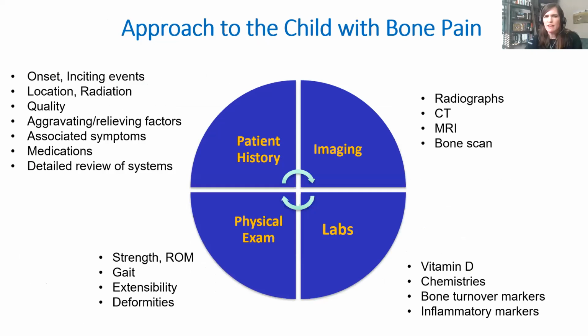So given the multifactorial nature of bone pain in rare bone diseases, the clinical approach really needs to be quite broad. And it starts with the history. It's important to take a detailed pain history, including understanding the onset of pain and its inciting events. We look for the location of the pain, where it radiates and its quality, want to know aggravating and relieving factors, any associated symptoms, as well as a detailed medication and review of systems.